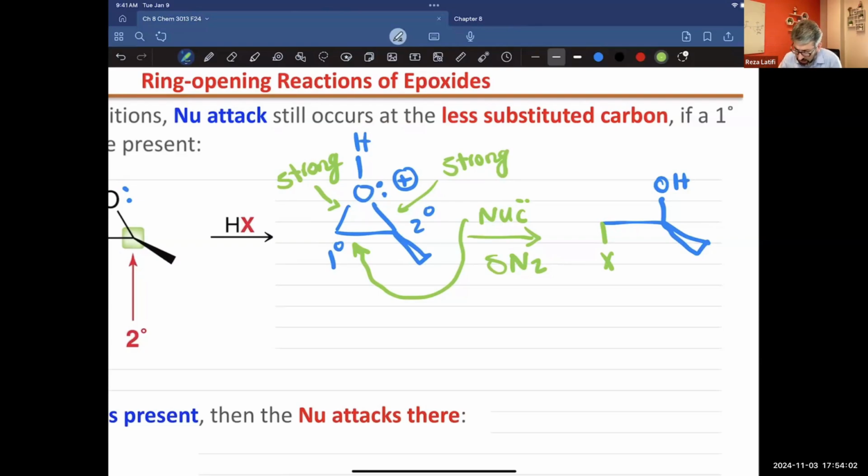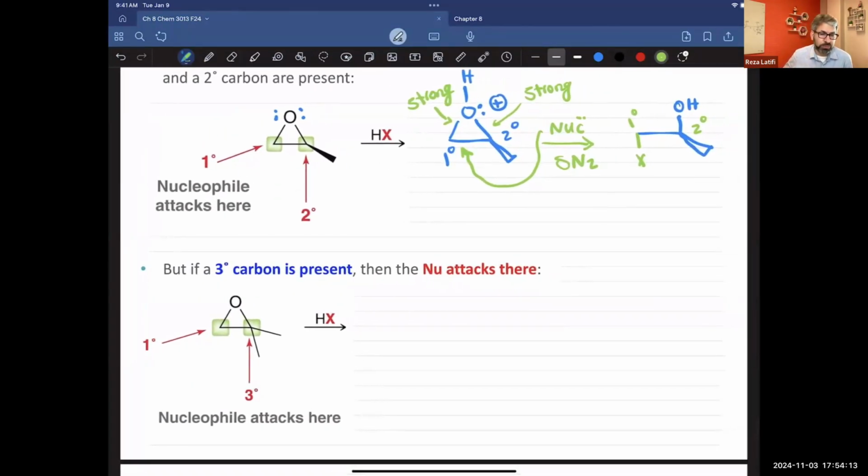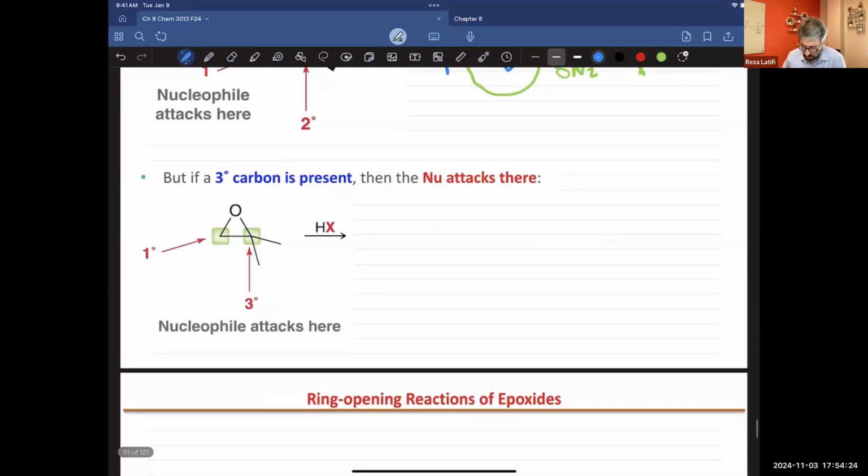Okay, X was added to a primary carbon, while the alcohol shows up on the secondary carbon. Now, if you are adding an acid, let's say a proton, to an epoxide where one of the carbons is a tertiary carbon, the story is going to be a bit different. And the reason for it is going to be this.